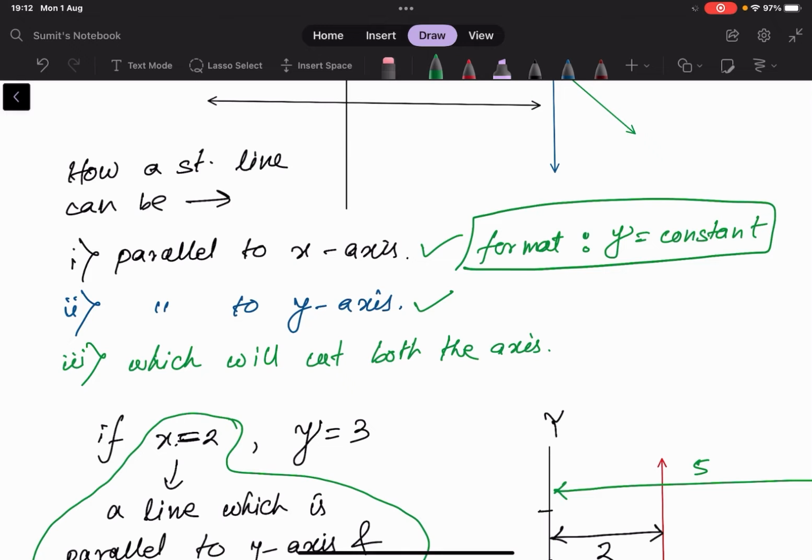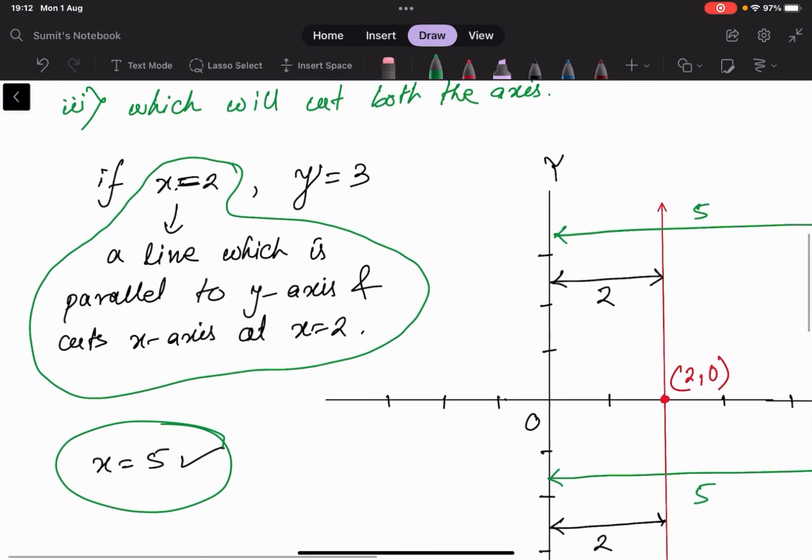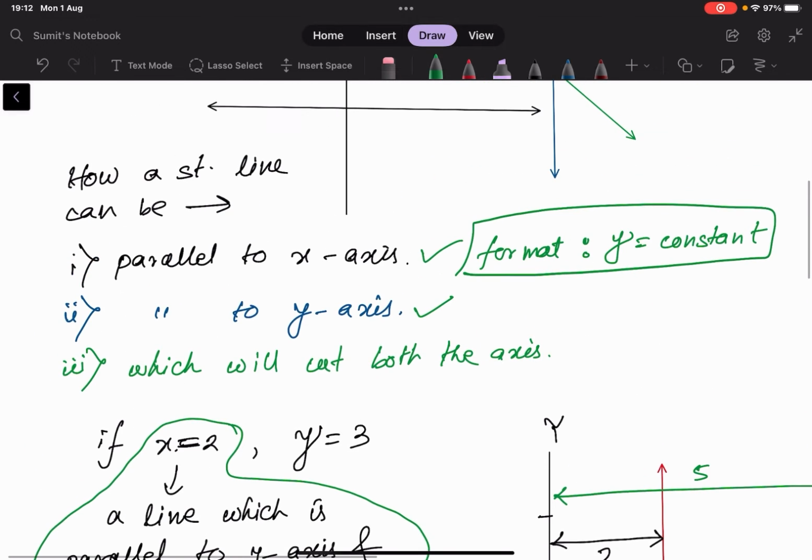And parallel to the y-axis, you can see x equal to 2, that is a line. One variable. X equal to 2, only x is there. So a line which is parallel to the y-axis and cuts the x-axis at x equal to 2. So x equal to 2, x equal to 5, these types of lines are parallel to the y-axis. So what will be the format?